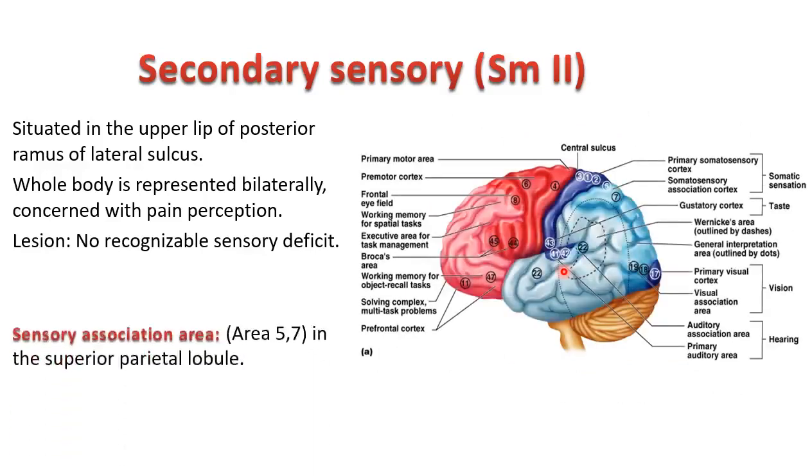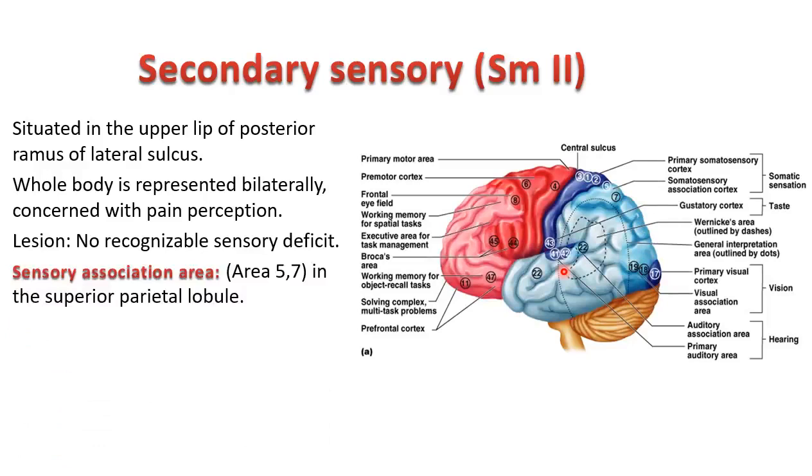And next coming to the sensory association area. The somesthetic association area, or sensory association area, is area numbers 5 and 7. Here you are able to see the superior parietal lobule. Area 5 is here, it is white in color, and that is area 7.